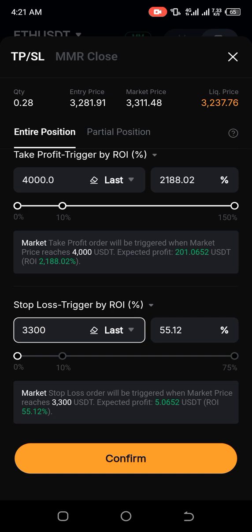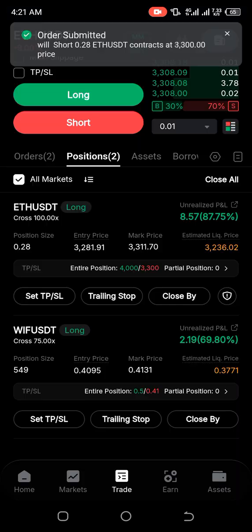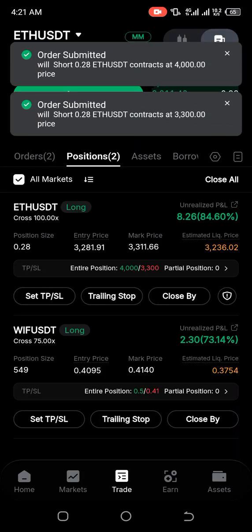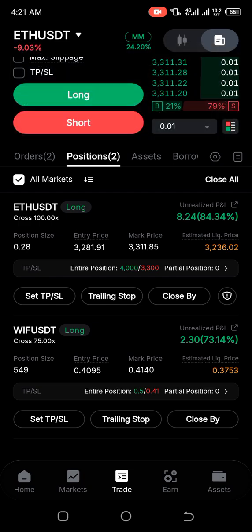No matter how this trade comes down, it will not hit me. So let's confirm and go. Can you see that my profit here is 8.24? Talking about Ethereum, 8.5 is my profit I'm making at 86%. At 86% ROI, I'm making 8.5 USD. So I'm going to secure some profit.